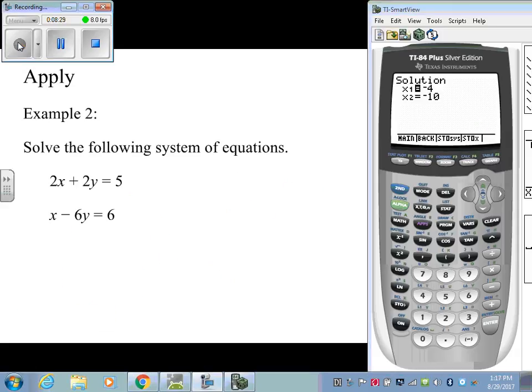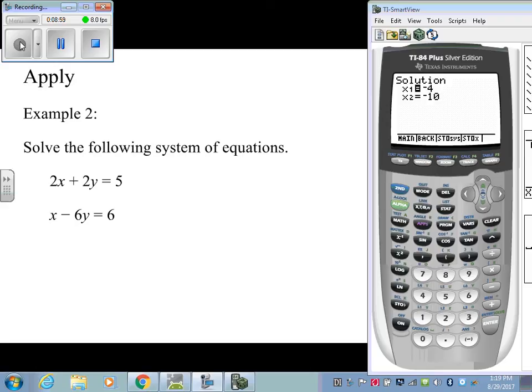For our second example, you'll notice that they already are in standard form. We have 2x plus 2y on one side of our first equation with an equals 5 on the right. So our x and our y are already on the left side. They're already in alphabetical order. So this example should be a little bit even easier for us.